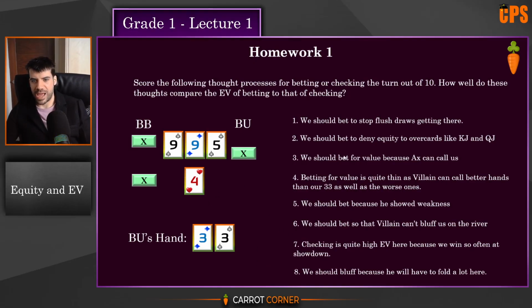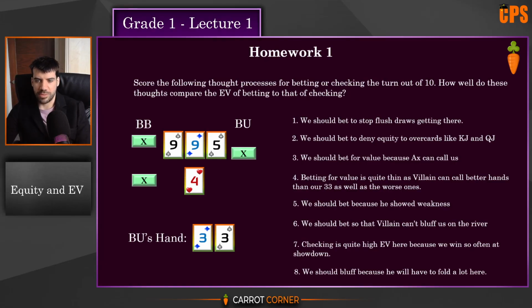Secondly, we should bet to deny equity to overcards like King Jack and Queen Jack. Again, a bit tunnel visiony. We're not really thinking about the full game tree when we say that. And how much equity do those hands have? They generally have 6 outs, and they can also win with a 5 or a 4 here, which negates our 3. So they probably have more equity than normal here, but still not enough that we want to use that as a sufficient and sole reason for betting. It's not as bad a thought process as the first one, but it's still too specific.